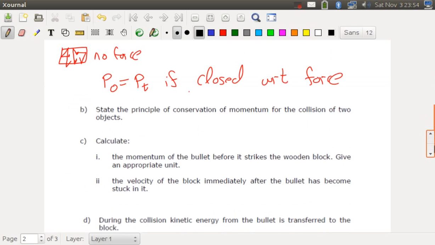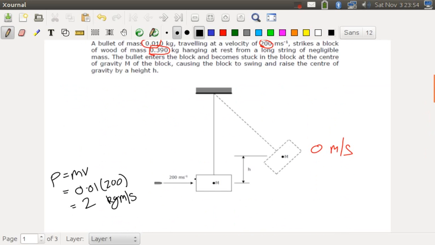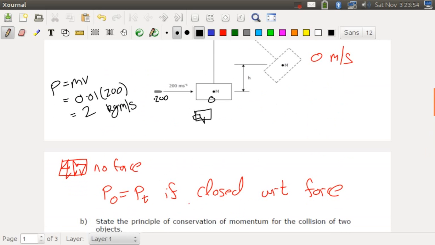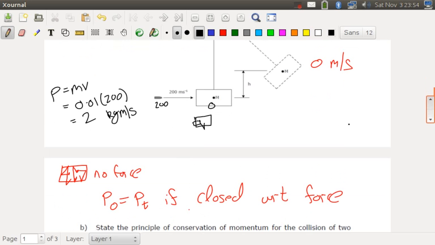The velocity of the block immediately after the bullet has become stuck in it. So this starts off with 200 and this starts at rest, and then later they come together as one and it has some velocity v, we don't know, and the bullet's stuck inside. We do know the bullet is traveling from here and becoming embedded in the block. There's no external force acting on the system, or nothing significant. So we can say that the momentum at the beginning, which in this case is 2, will equal the momentum afterwards, which in this case will be mass times velocity. The mass here is of the bullet and the block. So the bullet is 0.01 and the block is 0.39. So together, that's 0.4 is the mass times the velocity v, which we don't know and which we're looking for.